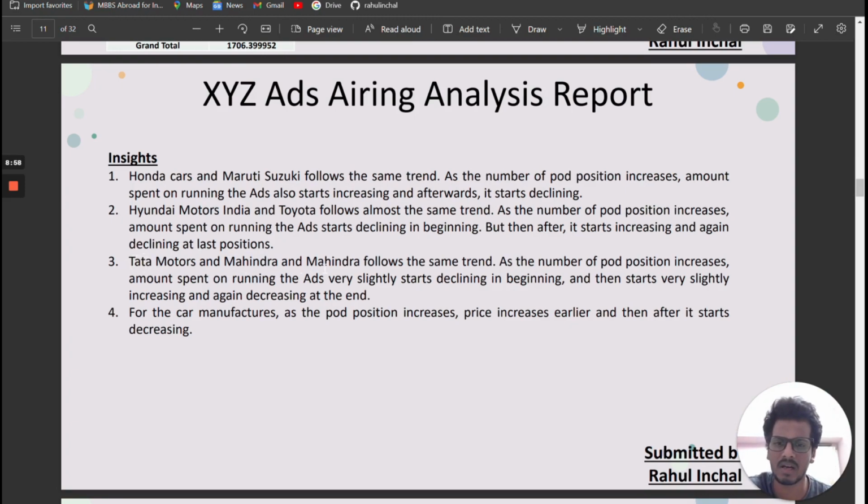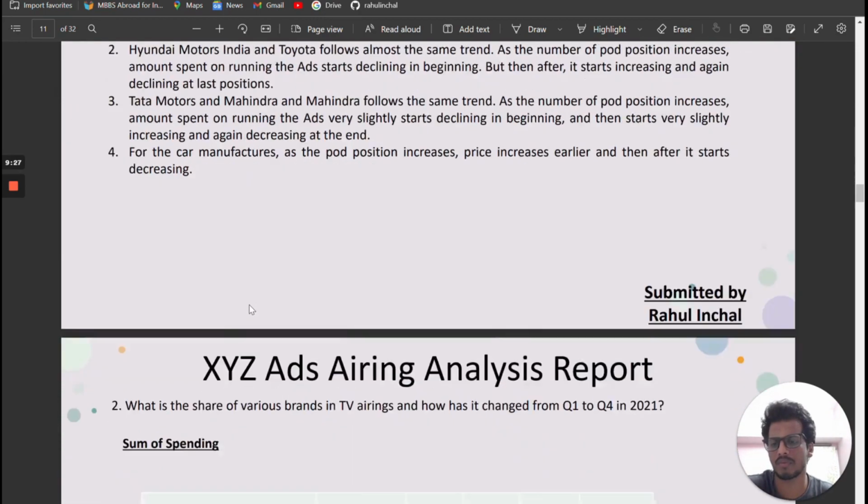Tata Motors and Mahindra follow the same trend, as they are both from India itself. As the number of pod positions increases, the amount spent on running the ads declines slightly in the beginning, then increases very slightly, and declines again at the end. For the car manufacturers, as the pod position increases, prices increase earlier and then start decreasing. So these are the insights we can draw from the first question.